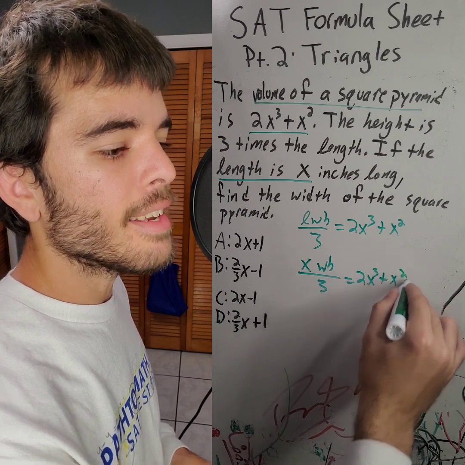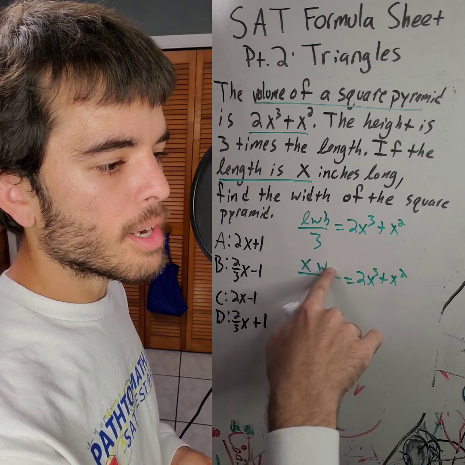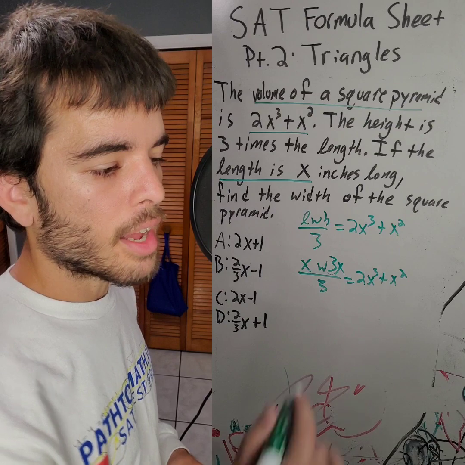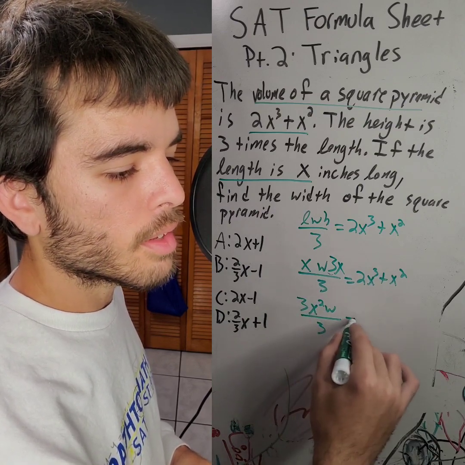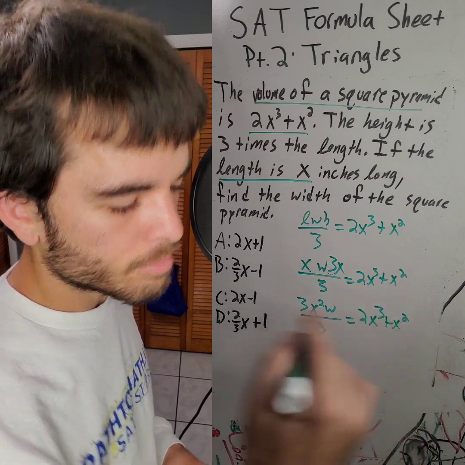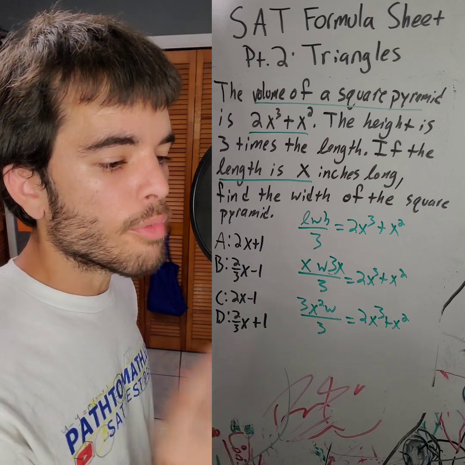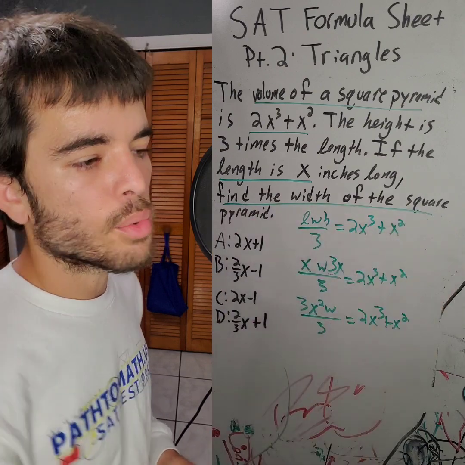Then they told us that the height is 3 times the length. So I could take the h, I'm going to erase that, and replace it with a 3x. So now I can actually combine those. I have 3x squared w over 3 equals 2x to the third plus x squared. At this point, we are ready to solve for w. W is what they're asking for. Find the width of the square pyramid.